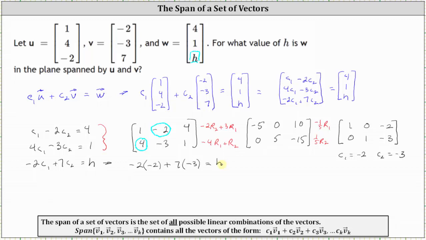Simplifying on the left, negative 2 times negative 2 is positive 4. 7 times negative 3 is negative 21, giving us 4 minus 21 equals h. h is equal to negative 17, which is what we were trying to find. h must be equal to negative 17, which is the third component of vector w, so that vector w is in the plane spanned by vectors u and v, which means vector w is a linear combination of vectors u and v when h is equal to negative 17.